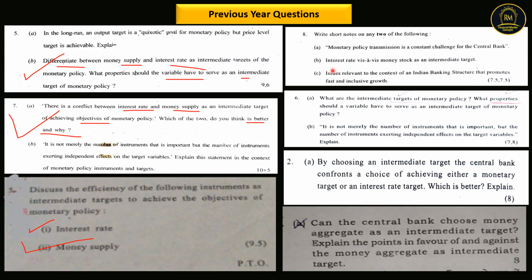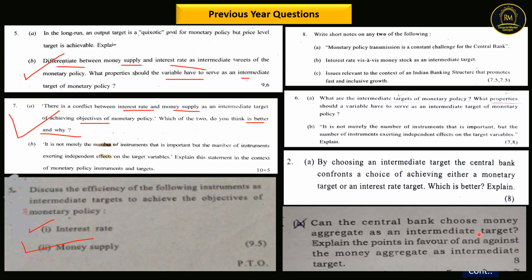So this is a 7.5 marker. Interest rate, money stock as an intermediate target. Next is: what are the intermediate targets of monetary policy? What properties should a variable have to serve as an intermediate target of monetary policy? Coming to the next question, by choosing the intermediate target, the central bank confronts a choice of achieving either the monetary target or the interest rate target. Which is better? Explain.